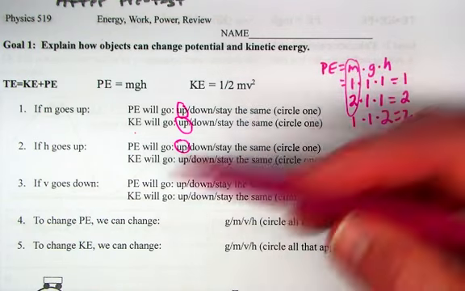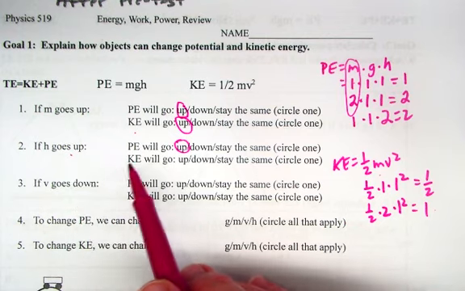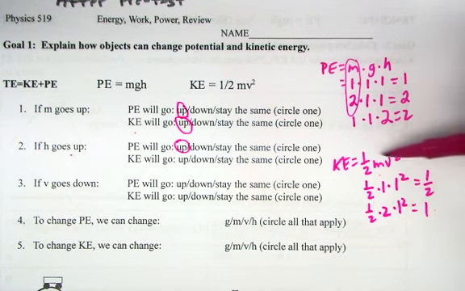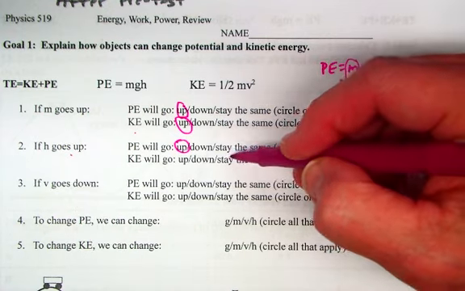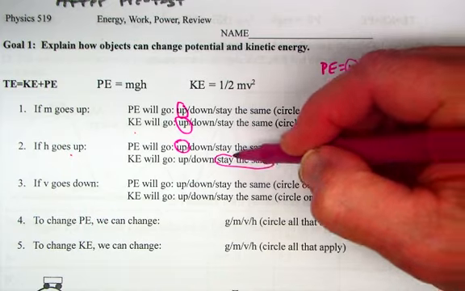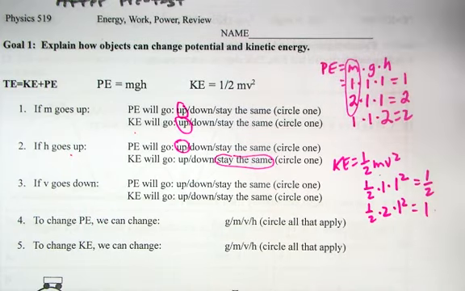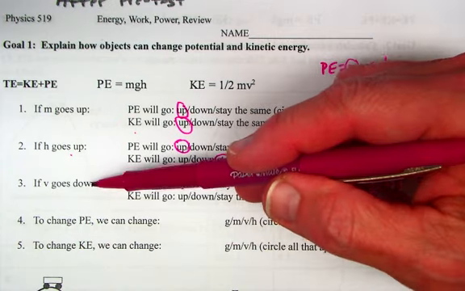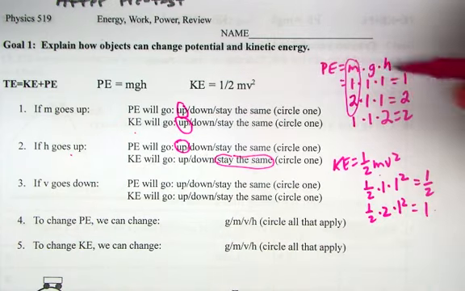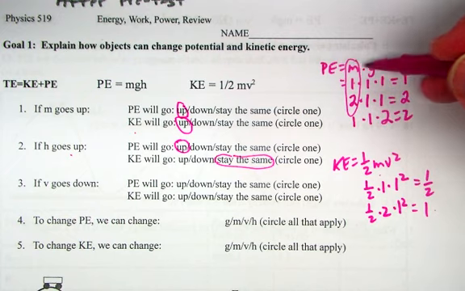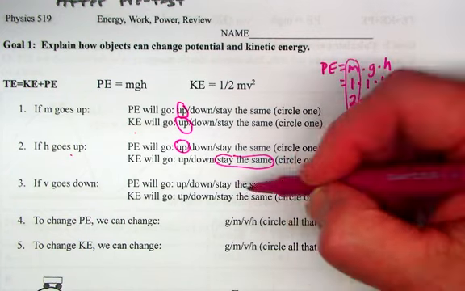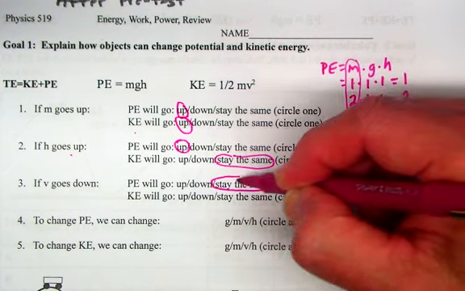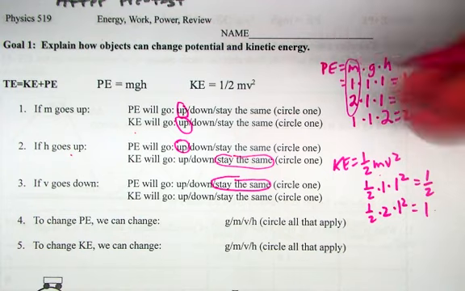But if we look at the question for height and kinetic energy, there is no height in the equation. So we're going to say the kinetic energy will stay the same because they're not related in this case, unless they give you more information. But there's no height here, so we can say kinetic energy stays the same. How about v? What if v goes down? So now there's no v in the potential energy equation. So we're going to say the potential energy will stay the same because there's no direct connection.